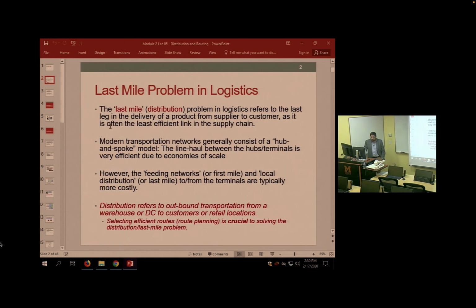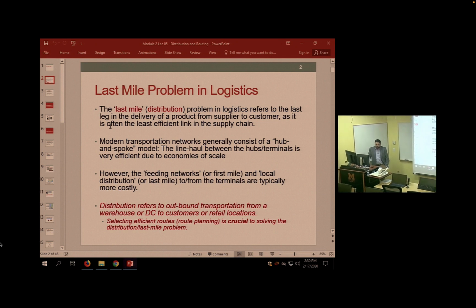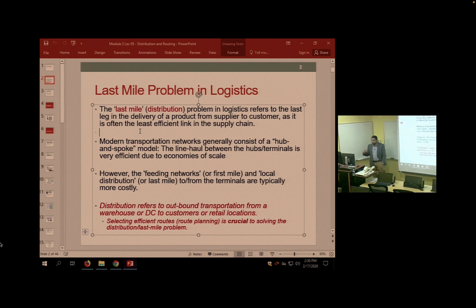We'll be talking about the last mile problem in logistics, which refers to the last leg in the delivery of a product to the customer or end consumer. It is often the least efficient link in the supply chain because you have to travel to many destinations to deliver product to different customers' homes or facilities.